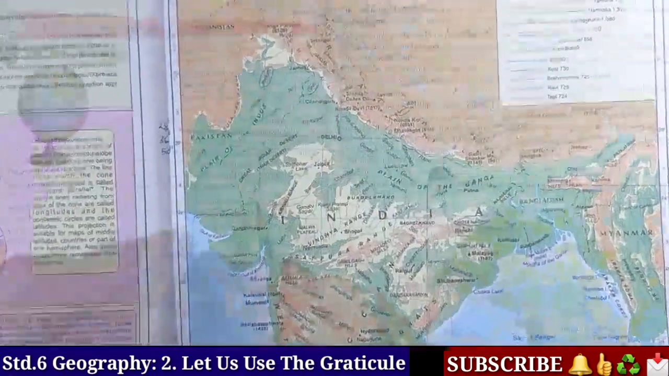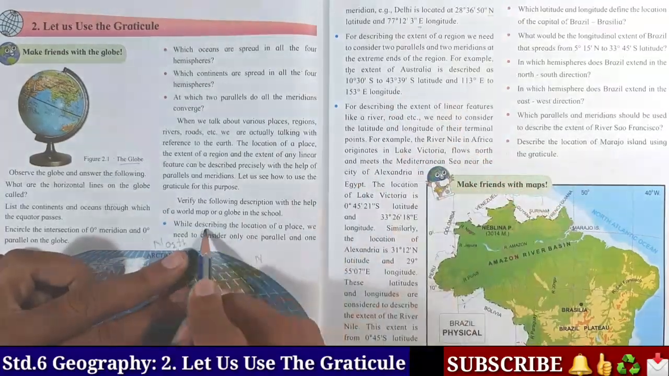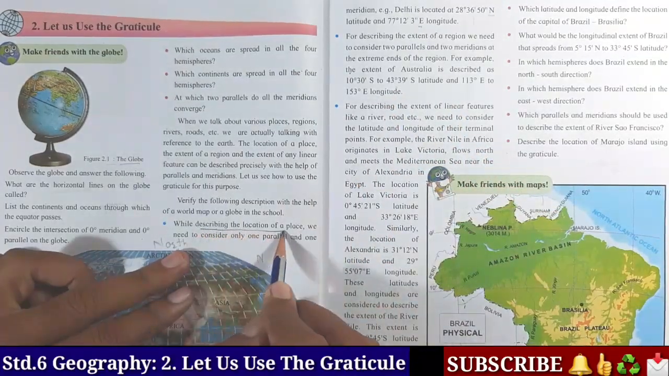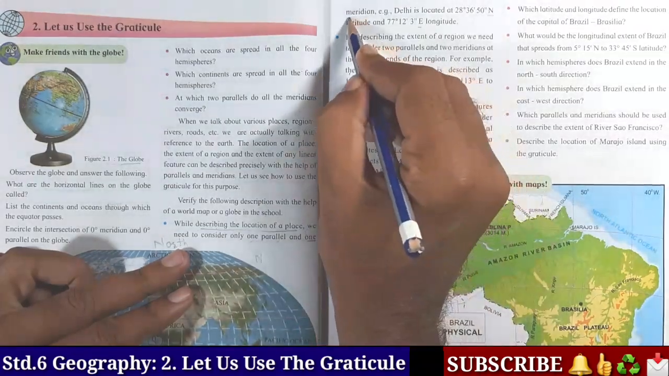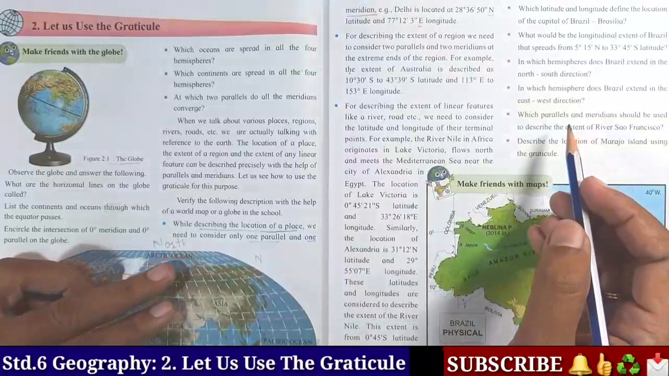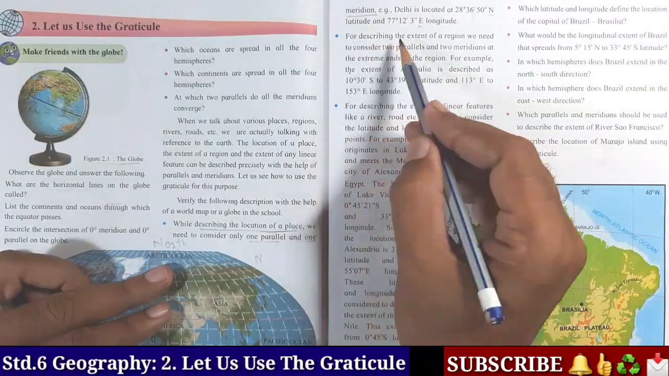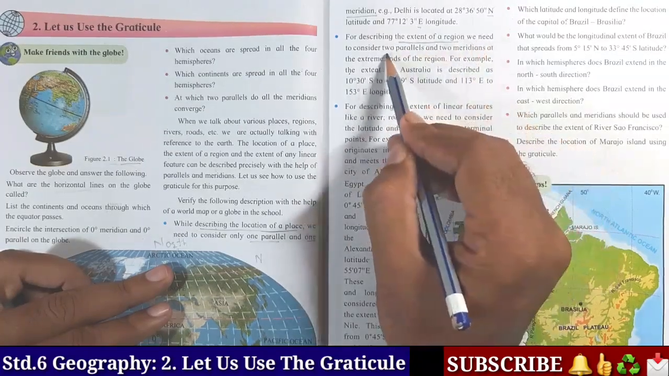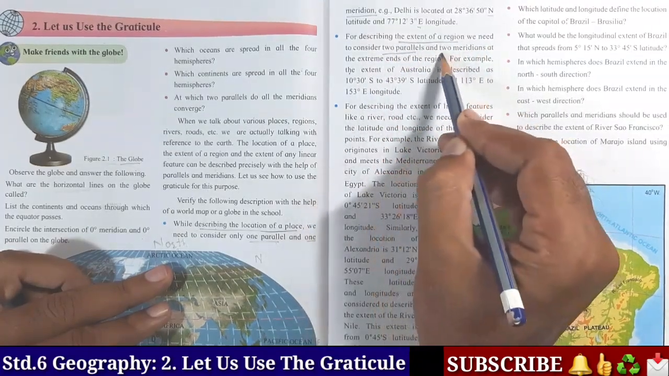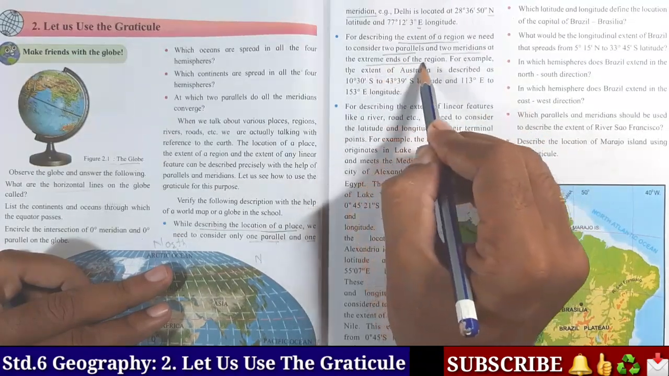Okay students, have you understood? Yes students, what have we learnt here? If you want to describe the location of a place, one parallel and one meridian can be used. Now next we will learn, for describing the extent of a region we need to consider two parallels and two meridians at the extreme ends of the region.